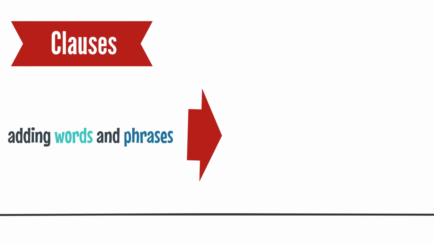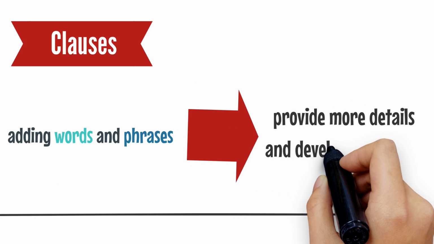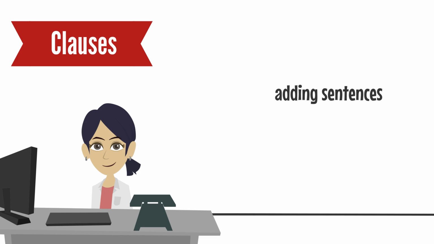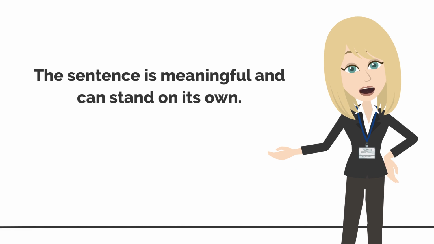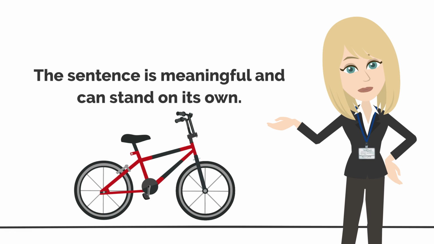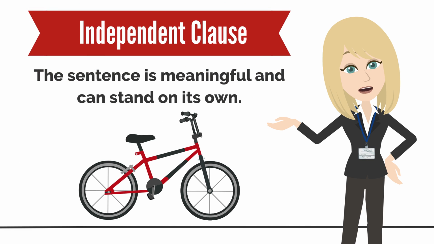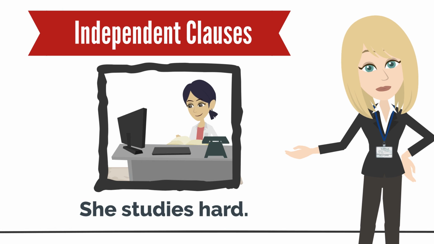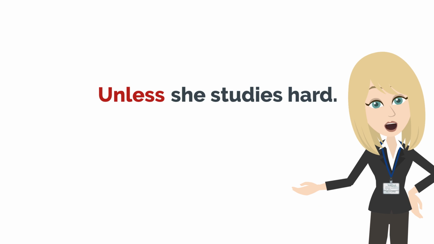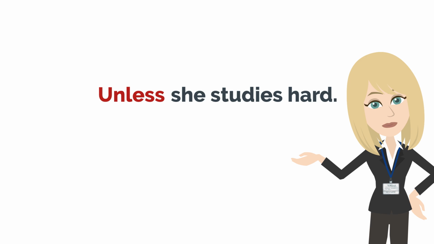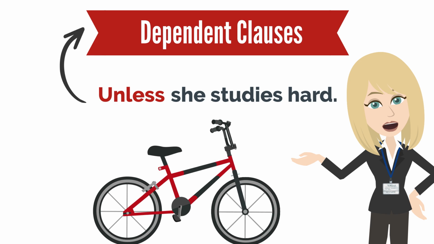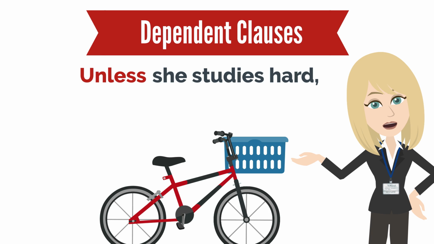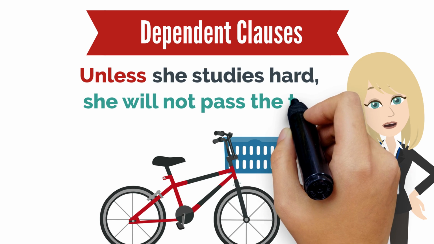While adding words and phrases will help you provide more details and develop your ideas, adding sentences will make your structures more advanced. If the sentence is meaningful and can stand on its own, exactly like the bike, we call it an independent clause. For example, she studies hard. If a word like unless is added at the beginning of the sentence, unless she studies hard, the sentence becomes dependent. It can't stand on its own. It has become a basket that needs to be attached to a bike. Unless she studies hard, she will not pass the test.